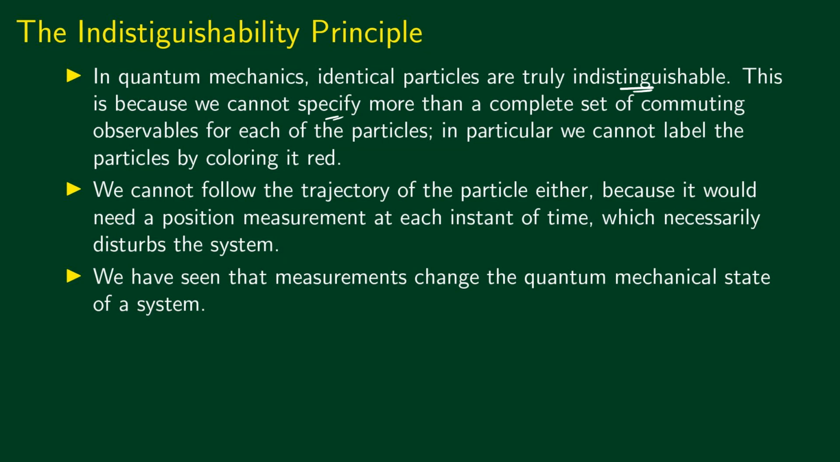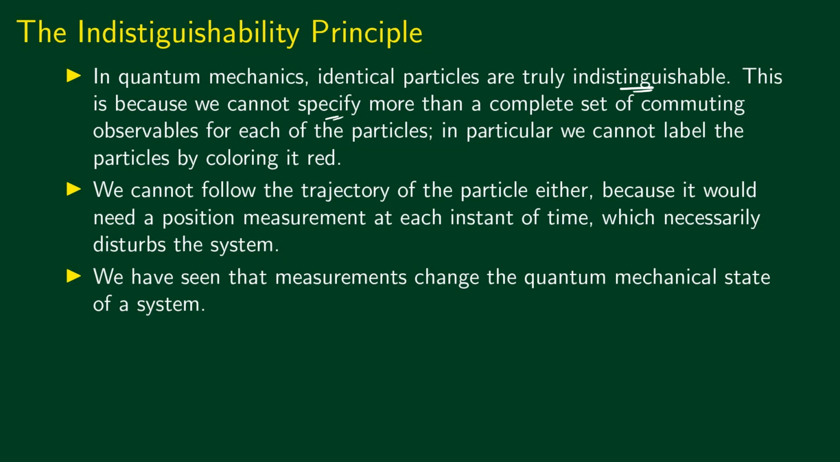We cannot say anything more than a complete set of commuting observables. And in particular, you cannot label the particles by coloring them red or blue, because that would amount to specifying something more than a complete set of commuting observables, and this is not allowed by the rules of quantum mechanics.